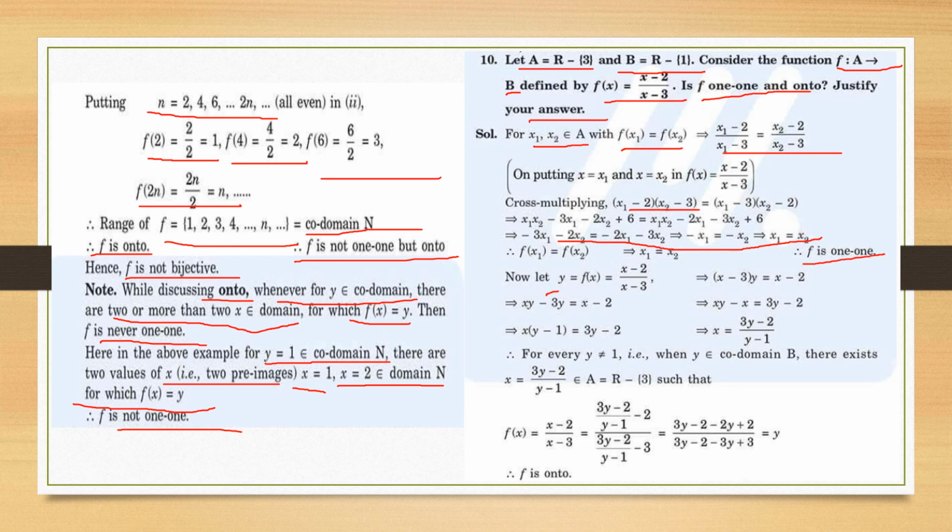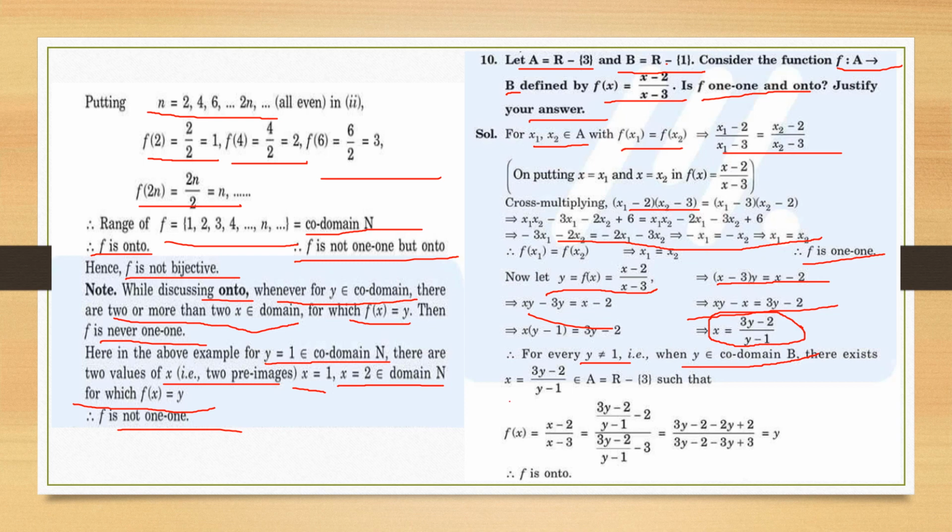Now let y = f(x), and f(x) is this. Now I have to convert it to x. So cross multiply: x − 3y = x − 2... open it, and definitely you're going to get x = (3y − 2)/(y − 1). Now this exists when y is not equal to 1, that is when y belongs to codomain B. See from here, it is already R − {1}.